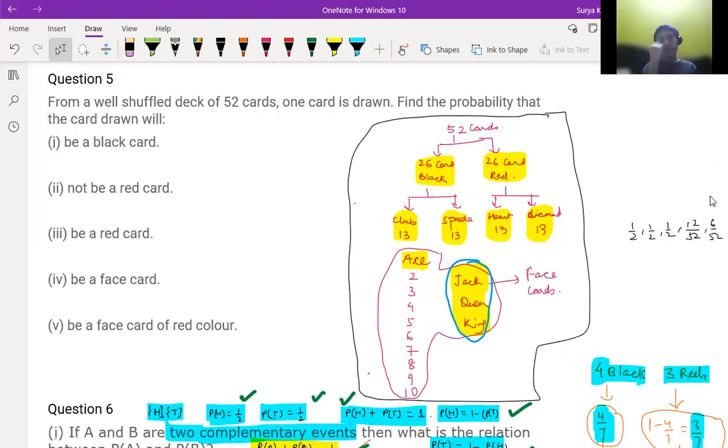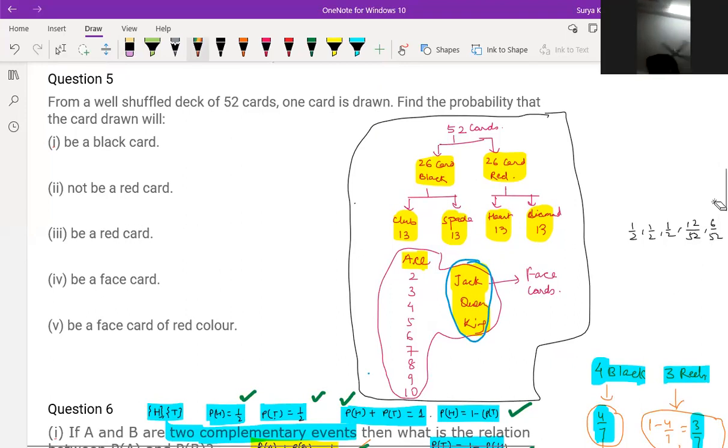Yes, sir, done. Sir, first one is 1 by 18, sir. Yeah, 1 by 18. No, 1 by 2. Black card. Total, how many black cards are there? Sir, 1 by 2, sir. Sir, 26 by 52, which is 1 by 2. Understood, Sai Charan? Yes, sir.